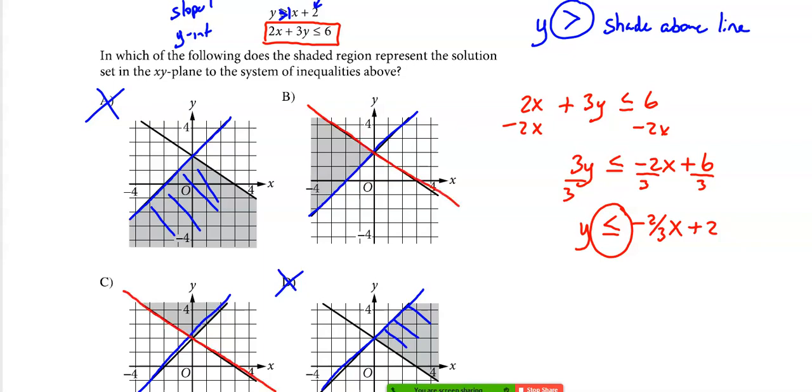They have a slope of negative 2/3. They cross at 2. But I need to be below the red line. So I think this situation here is where the shaded area is below the red, it's above the blue, and that's the solution. So the correct answer there is B.